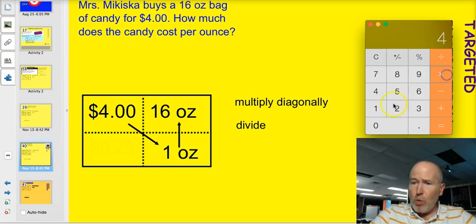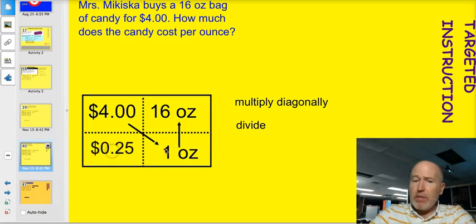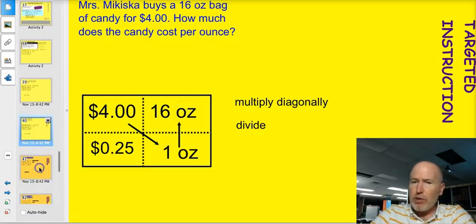We take that times 1, and then we divide that by the 16 ounces, the third number, and we get 0.25. Miss Makishka paid 25 cents per ounce. We could check that too. 4 times 1 is 4, and if you take 0.25 times 16, you will also get 4. You verified and checked your response.